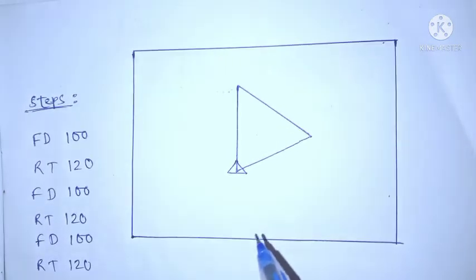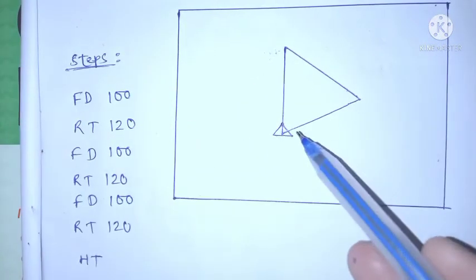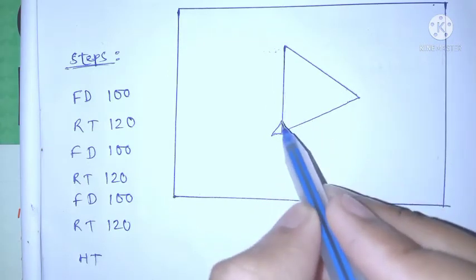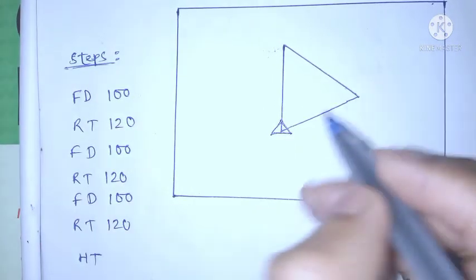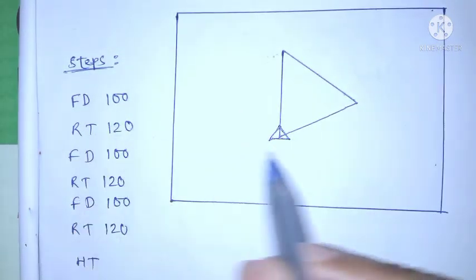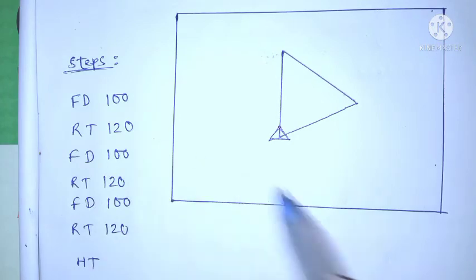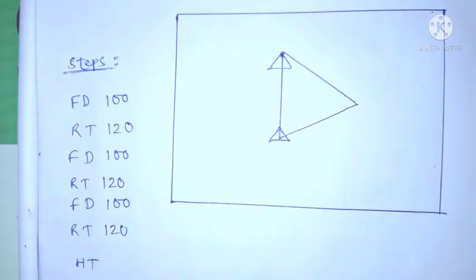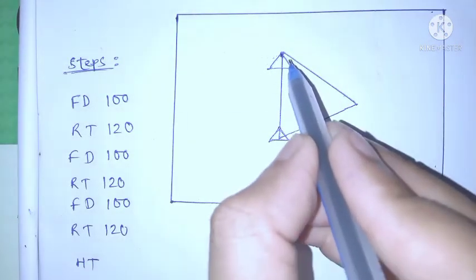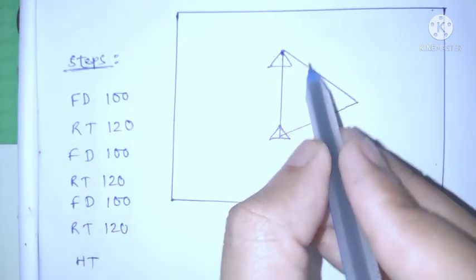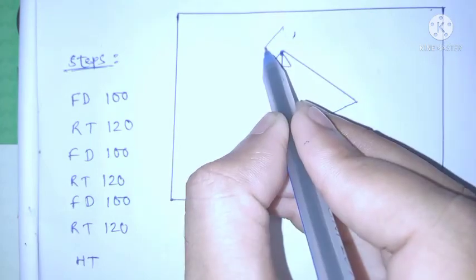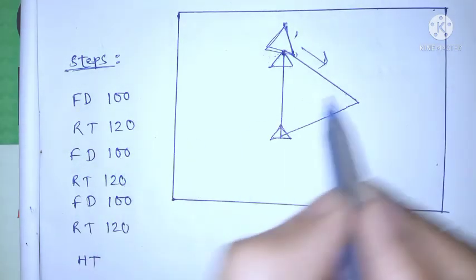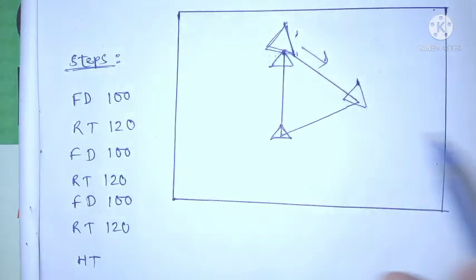Now to draw a triangle, the steps are: first the turtle will be like this. This is the forward position of this turtle. First we have to move this turtle forward 100, so we put in the command box FD 100 and press the execute button. After FD 100, the turtle will be like this. Now we turn the turtle right 120 degrees, so the turtle will be like this. This is now the forward position. So now we put FD 100, and the turtle will be like this.